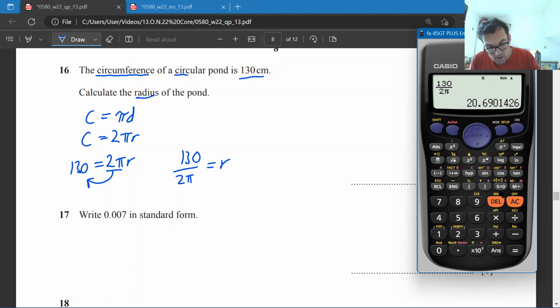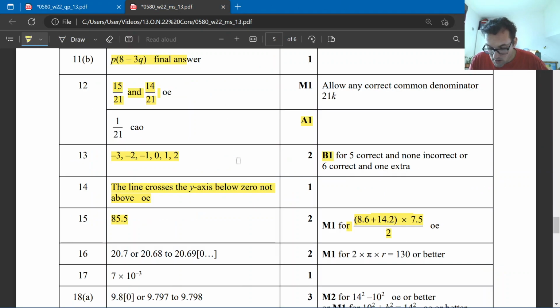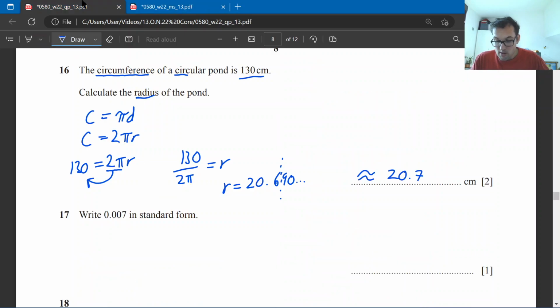And there we get the answer. R equals 20.690, etc. If you're going to round this, round it to 3 significant figures. Next to the 6 is a 9, so you round it up to a 7, 20.7. Let's see. Yep, 20.7, or the unrounded answer also gives you full marks. Okay.